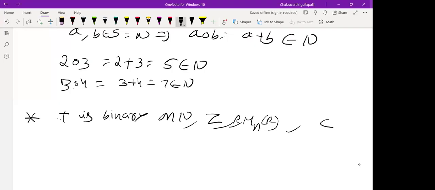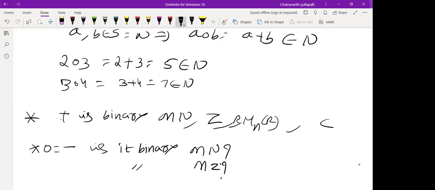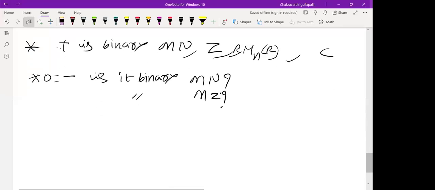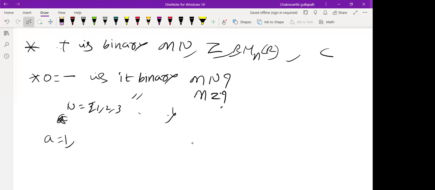But if I take, for example, only minus on natural numbers, I want to know, is it binary on N? Is it binary on Z? Any one of you, can you tell me, is it binary on N? No, ma'am, it is not binary on N. But is it binary on Z? Yes. Why is it not binary on N? Because N is 1, 2, 3, 4, and so on. If I take a equal to 1, b equal to 2, then 1 circle 2 will be 1 minus 2, which is minus 1, which does not belong to N.